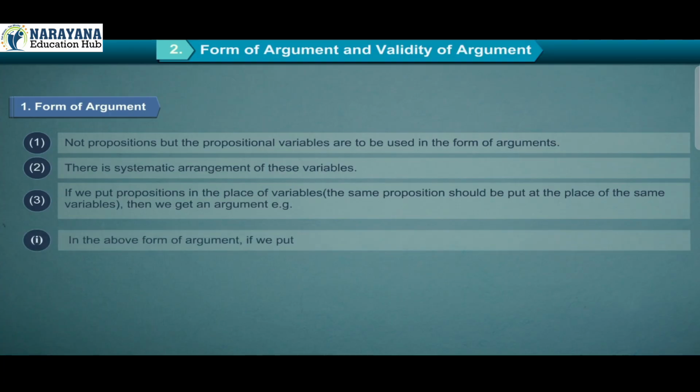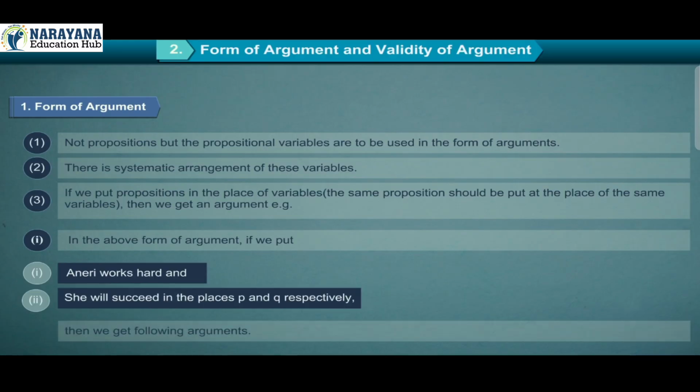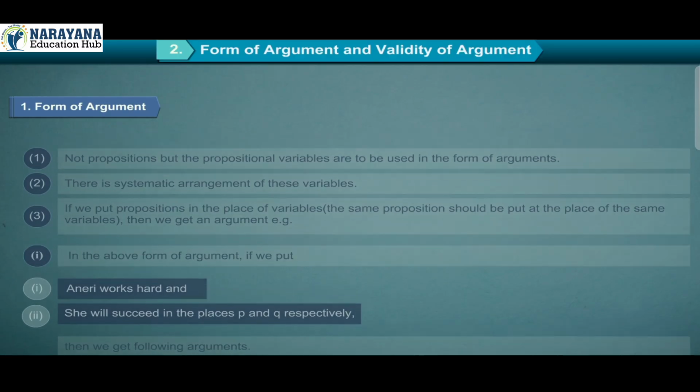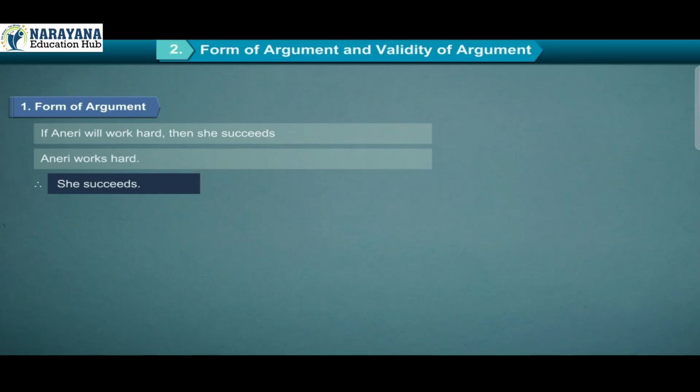For example, 1. In the above form of argument, if we put first, Aneri works hard, and second, she will succeed in the places of P and Q respectively, then we get the following argument. If Aneri works hard, then she succeeds. Aneri works hard. Therefore, she succeeds.